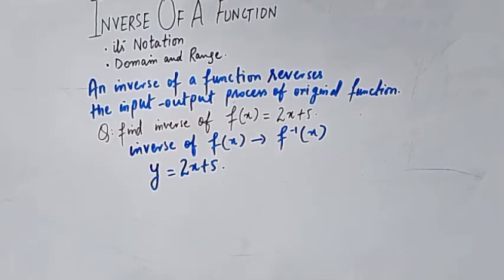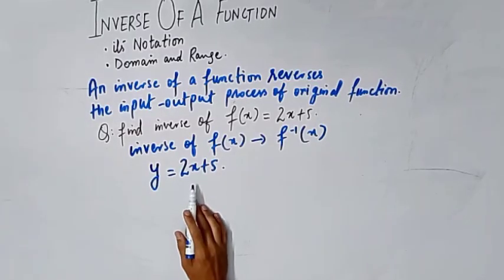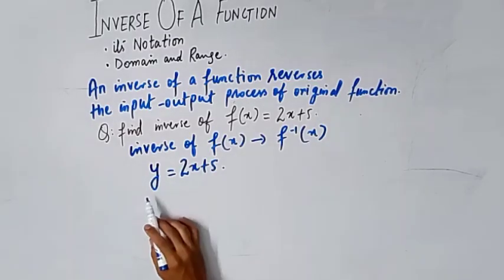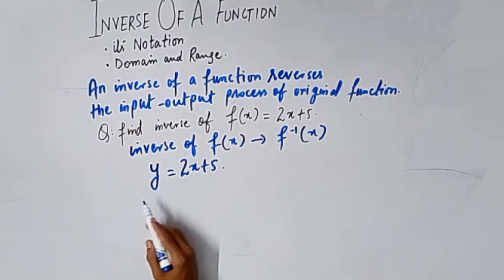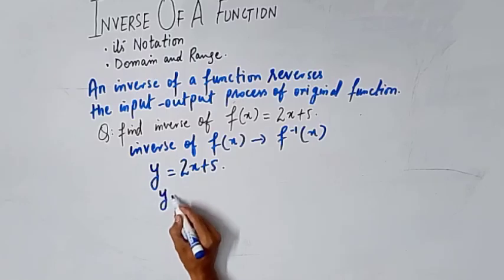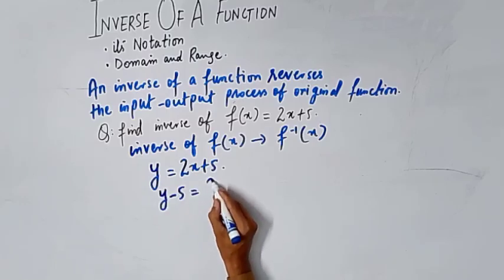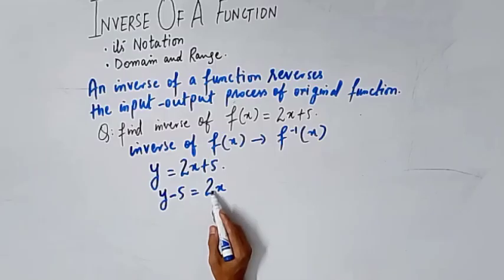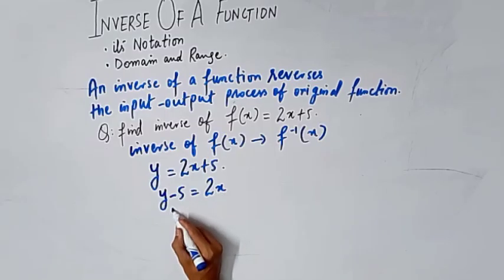To find the value of x from here, you need to move the other things to the other side towards y. So 5 will go there, and it will become y minus 5 equals 2x. Then 2 is multiplying over here, so it will go there and divide by y minus 5.